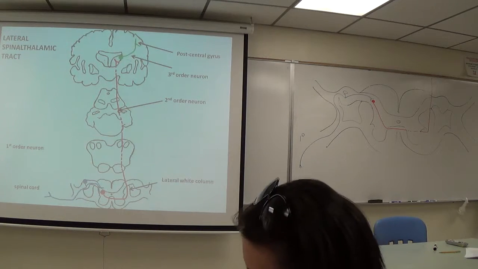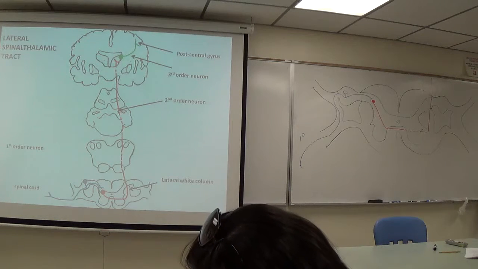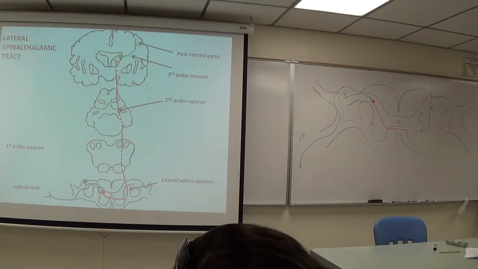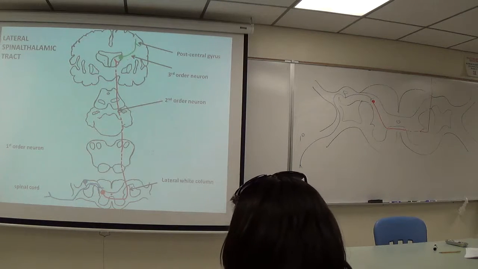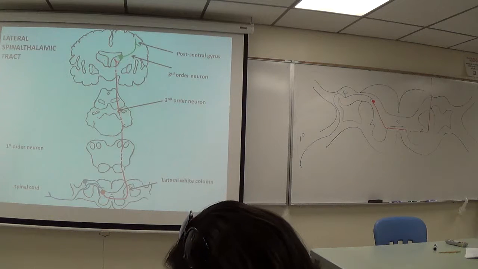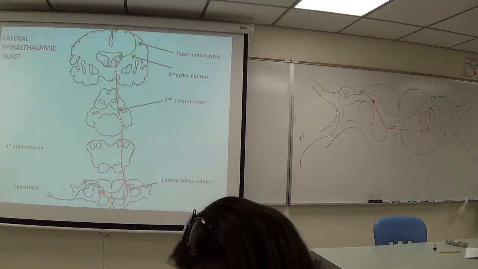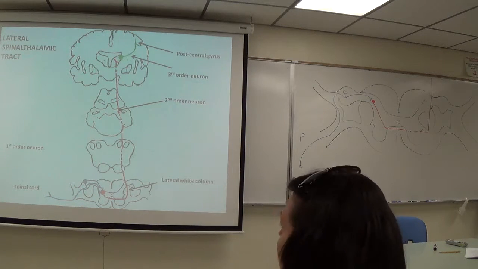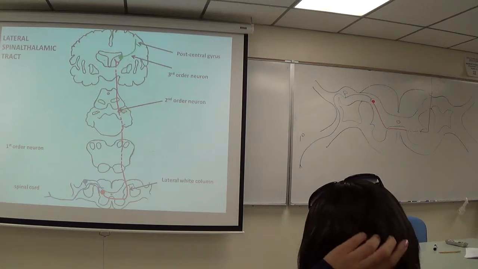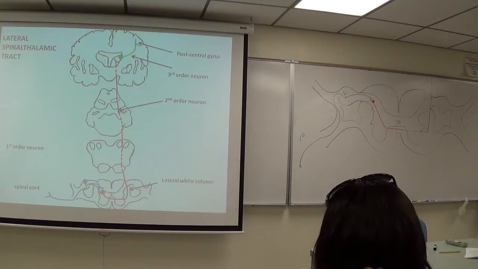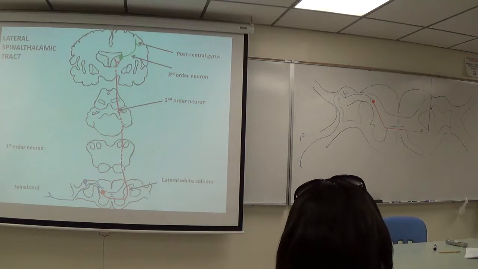If I was asking you to identify the pathway, the distinction between the medial lemniscal and this one, is it because it crossed over before, or is it because it didn't go through one of the canals of the medulla?